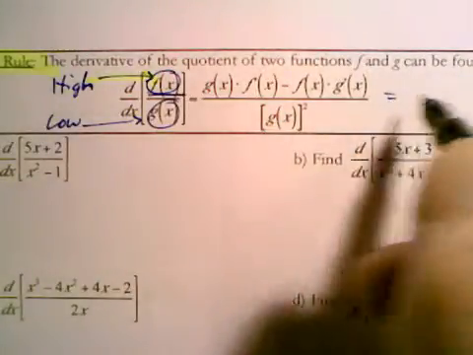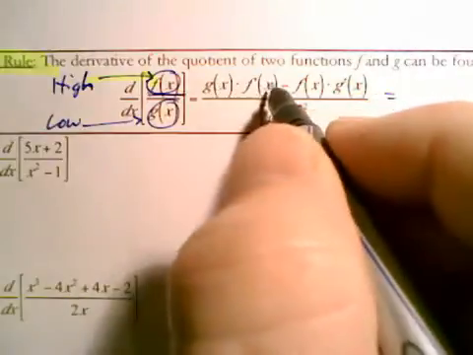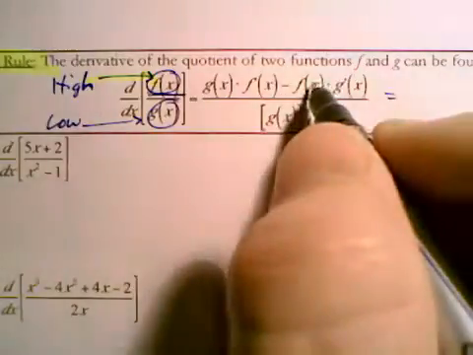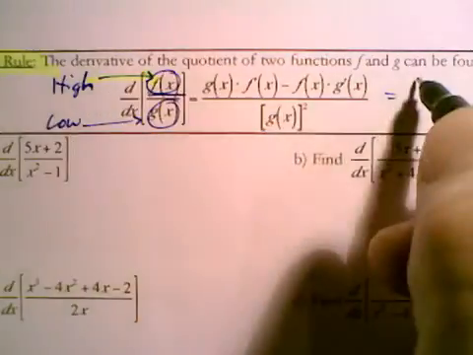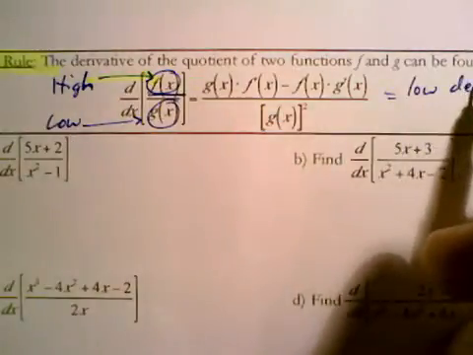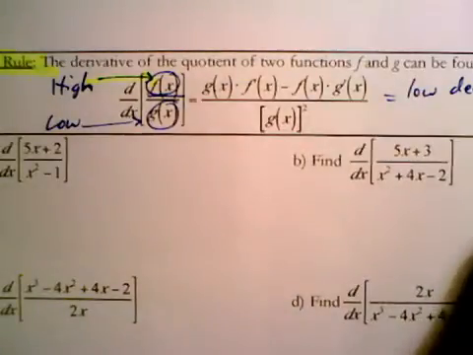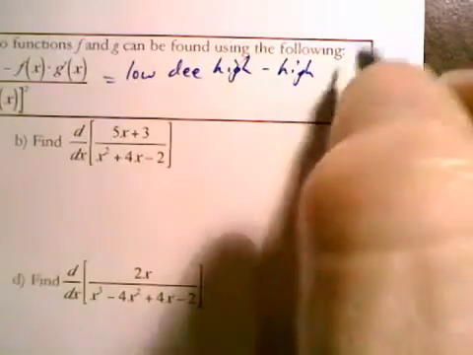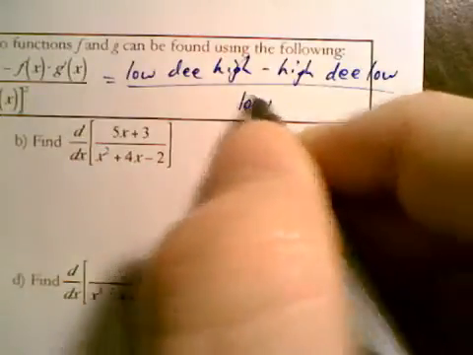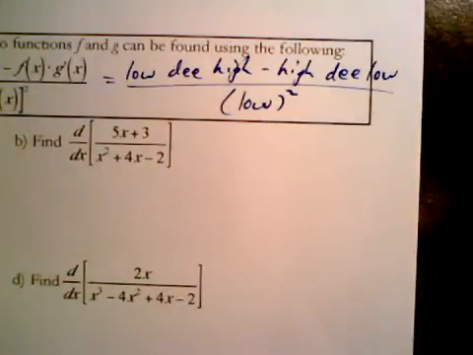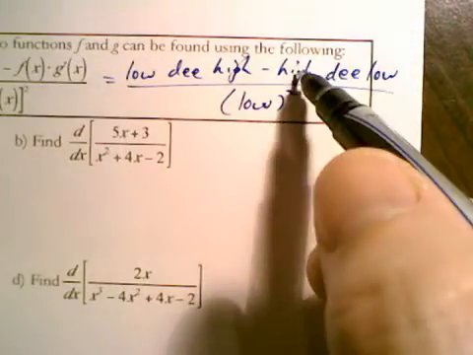So this is the low function, g of x, the denominator, times the derivative of the numerator, minus the numerator times the derivative of the denominator, all over the denominator squared. And so we have low d high, in other words, the low times the derivative of the high, minus high d low, over low squared. I haven't really found a good way to think of that. But low d high minus high d low. We say low d high, high d low. Low comes first, d high minus high d low.